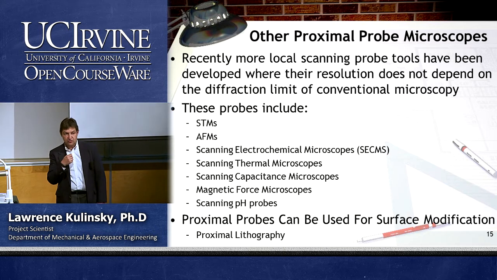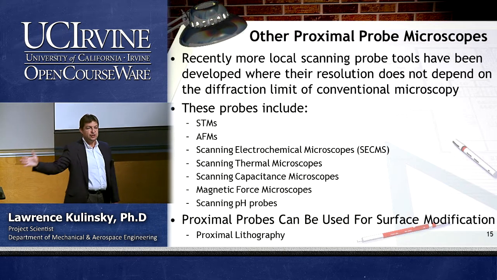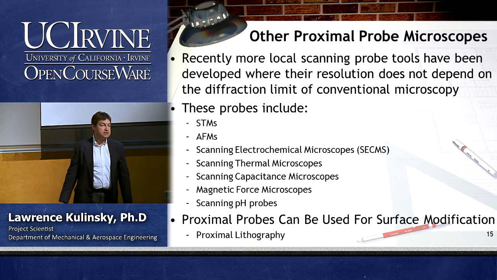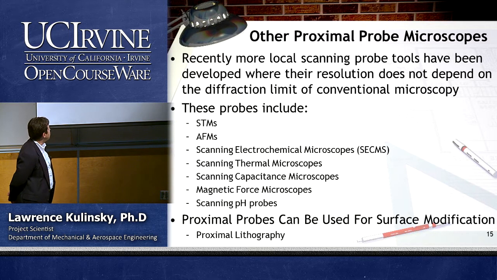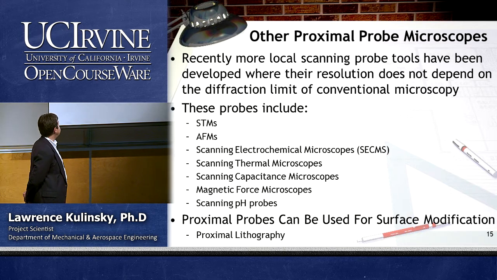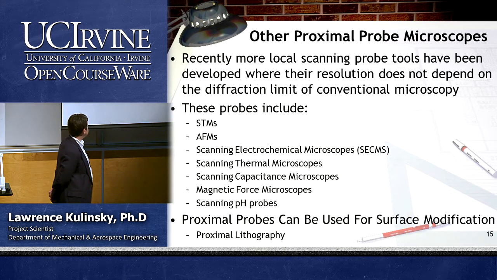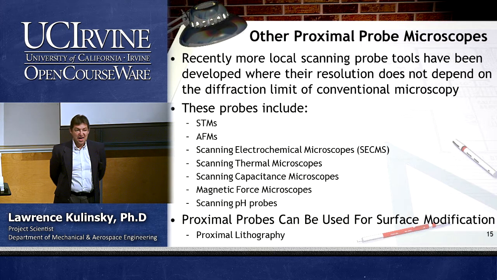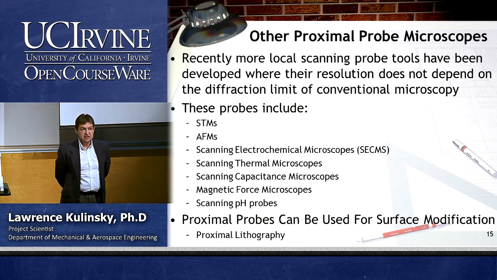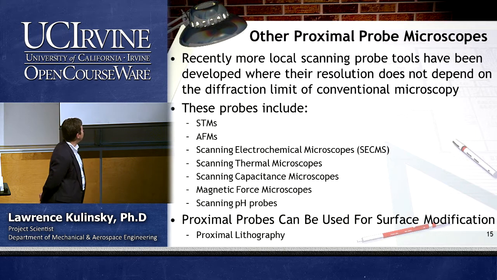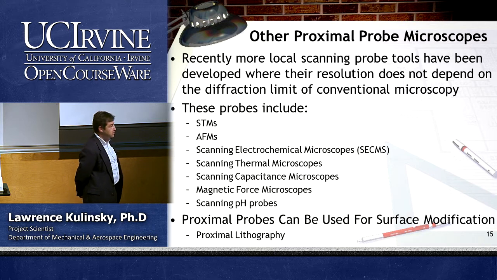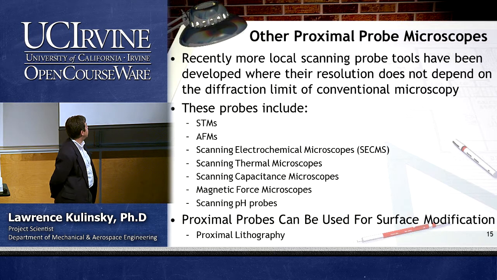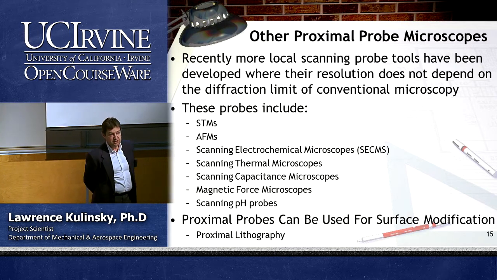So AFM was just the first in the whole series of scanning probe techniques. Okay? So more tools have been invented. So the first STM, then AFM, now electrochemical microscope, where you actually study electrochemical properties of the surface, thermal properties of the surface. You know, you can use capacitance between the probe tip and the surface. It's actually capacitance microscope, magnetic force microscope, and pH probes. Okay?